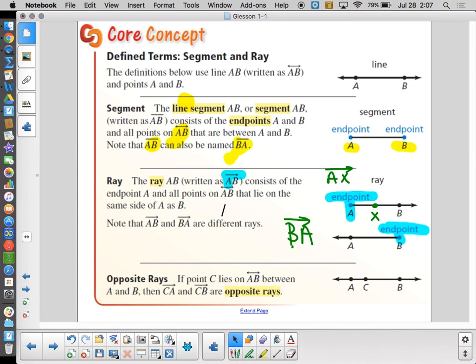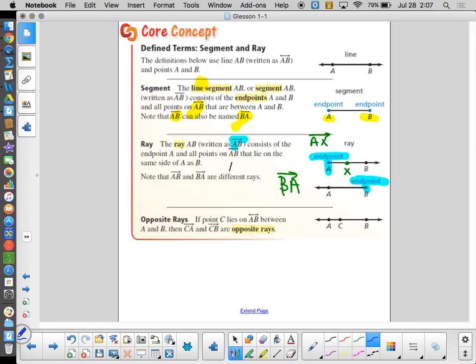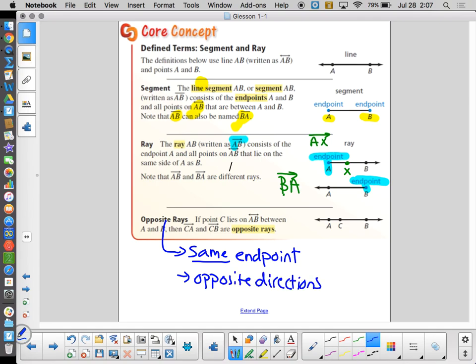Final concept we want to talk about today is the one of opposite rays. Opposite rays have the same endpoints. Okay, opposite rays, same endpoint, but go in opposite directions. Okay, so same endpoint, but going exactly opposite directions. In other words, when you put them together, they form a line. It overlaps at the endpoint.